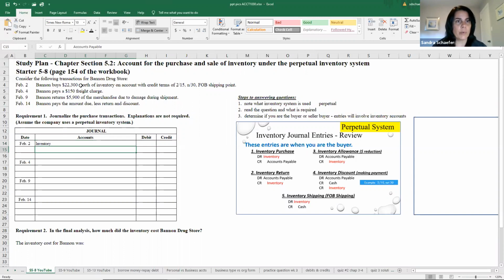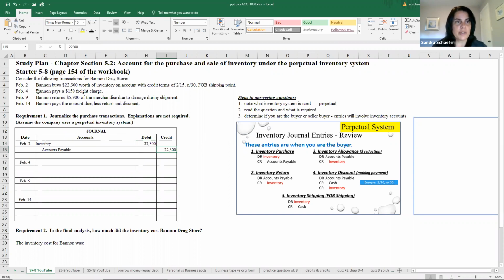My credit account, well, are we paying for it or it's on account? No, it's on account. So I'm going to have to set up a payable that will be payable in the future. So buying inventory or purchasing inventory on account means that you're going to pay for it later. So I have my two accounts. Now I have to figure out my debits and credits. Well, in this case, it tells you it's $22,300 worth of inventory. So that simply is your debit and your credit.